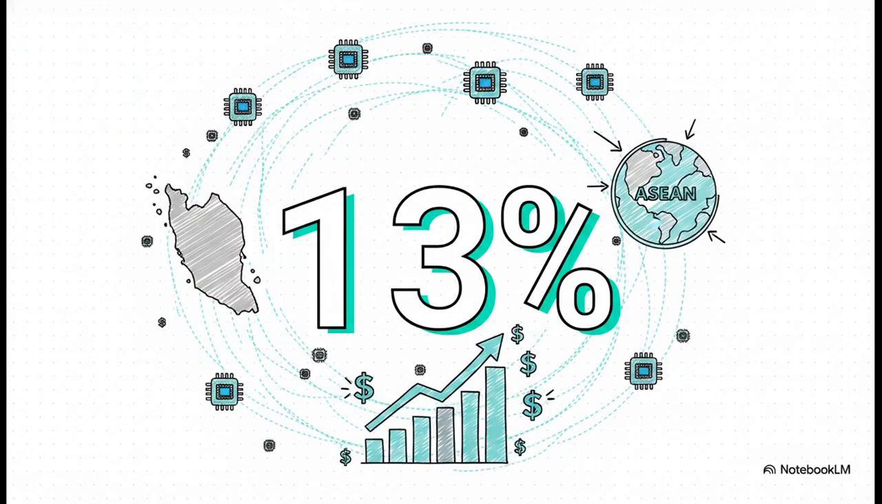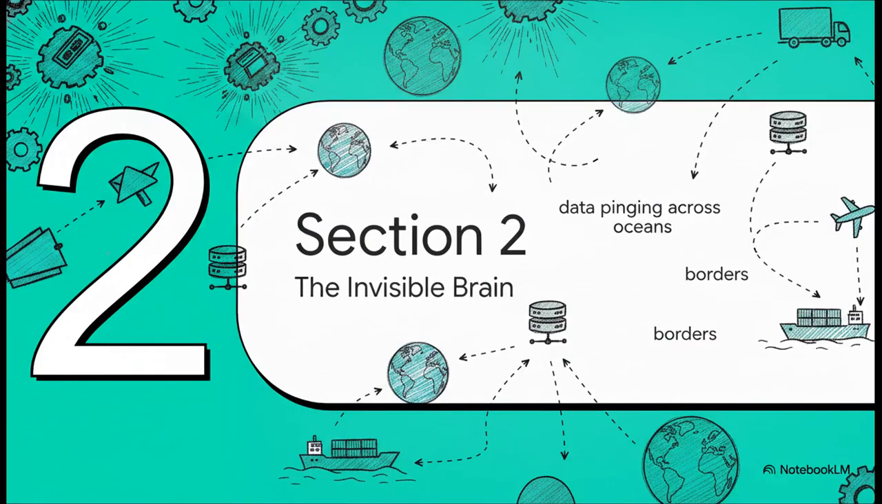To put that into perspective, despite the microchip being physically tiny, global demand for them is so vast that Malaysia alone, which is a premier hub for assembly and testing, supplies roughly 13% of the entire global demand. 13%! That is massive for just one country. So, with parts flying everywhere and data pinging across oceans, how does this logistical chaos avoid just completely falling apart?